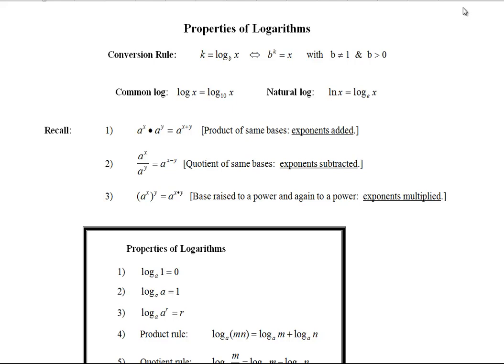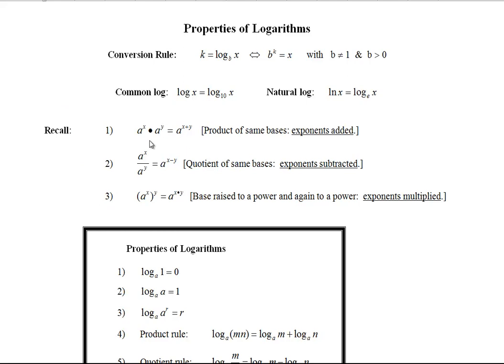Now we're going to look at properties of logarithms. You've had the conversion rule. You need to be able to go from logarithmic form to exponential and back. Common log: if all you see is log x, log of x, and you don't see anything here, it's understood to be base 10. Or if you have ln x, it's understood to be base e.